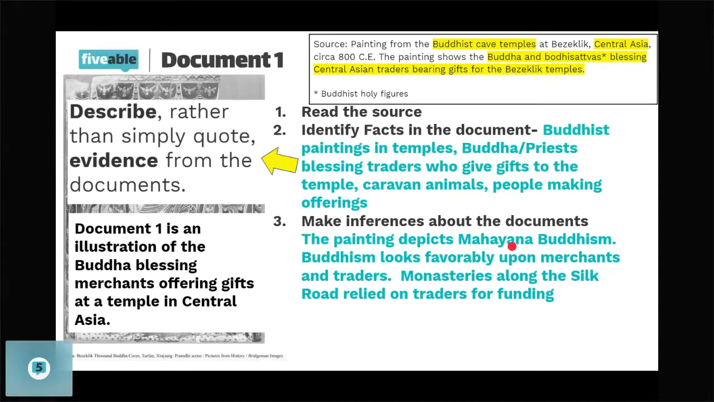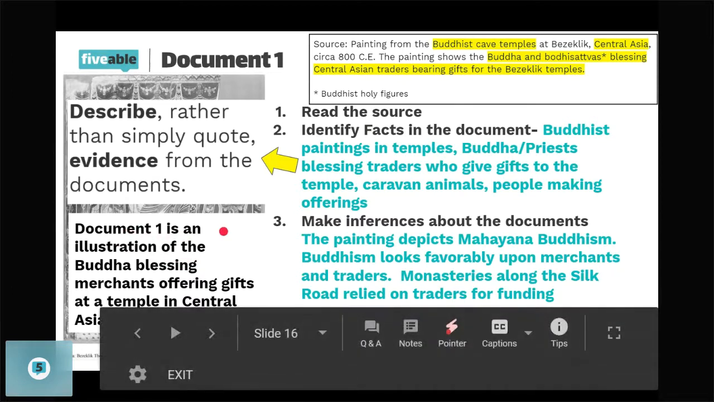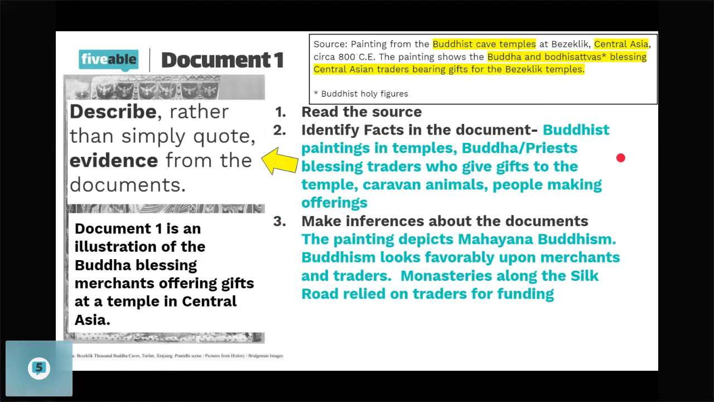In my class, I guess I critique Mahayana Buddhism because it doesn't sound very Buddhist. Buddhism is supposed to reject materialism and wealth, but Mahayana says it's A-okay. This is a branch that has evolved so that merchants and people getting wealthy in China can get into Buddhism. So when you're writing this, I would write document 1 as an illustration of the Buddha blessing merchants offering gifts at a temple in Central Asia.